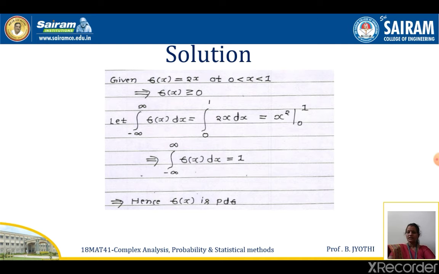Let the integral from minus infinity to plus infinity of f of x dx be the integral from 0 to 1 of 2x dx, which on integration gives x square by 2, where 2 and 2 cancel, we get x square from 0 to 1. On substituting the limits, we get 1 as the answer. Hence, it is proved that f of x is a probability density function.